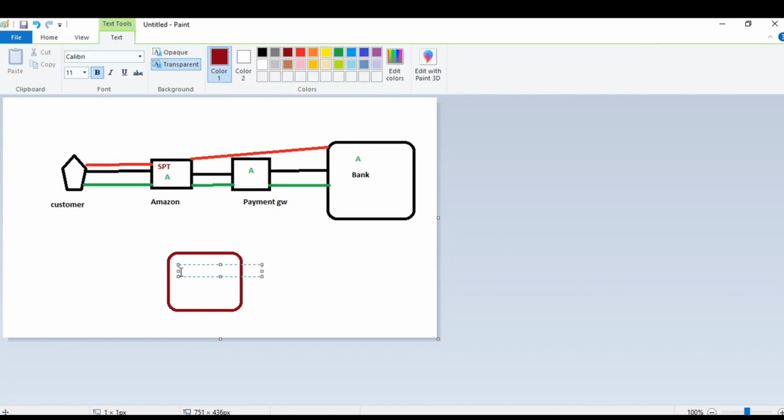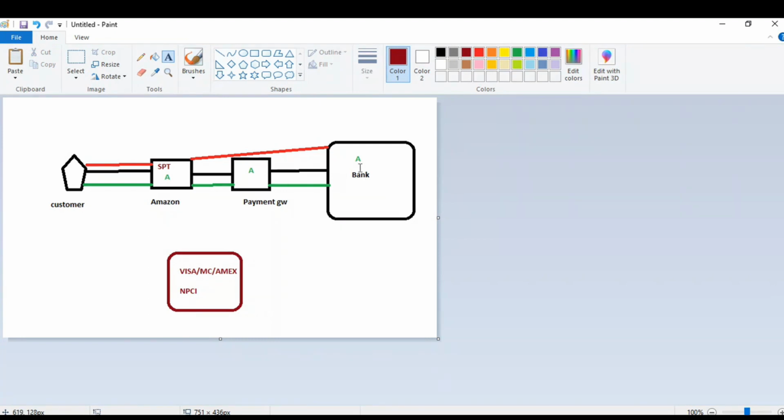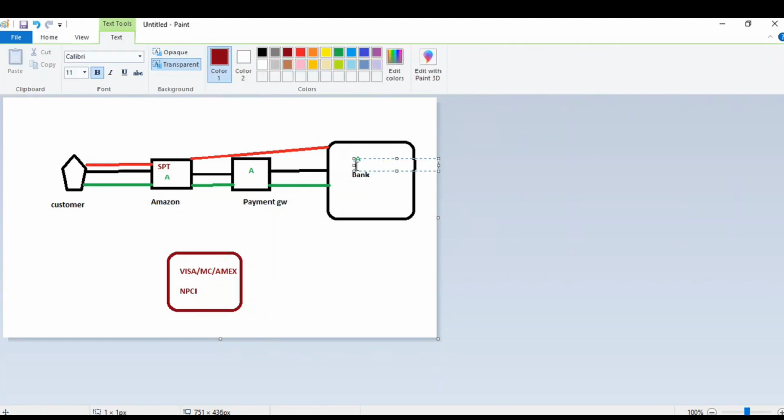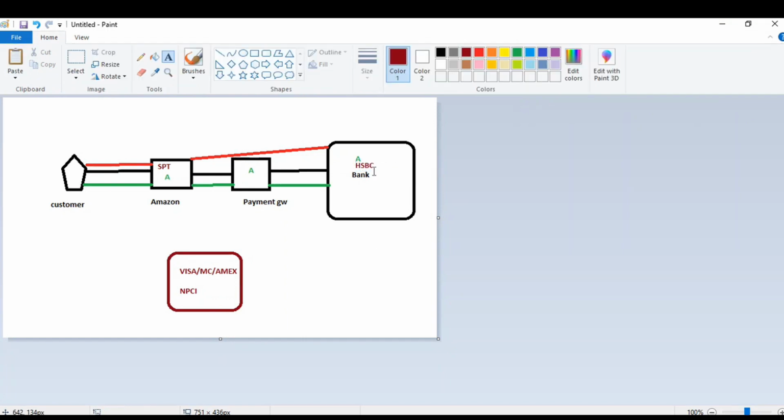So let's say I put a Visa, MasterCard or Amex, and I will also take an example of NPCI. The card is of one of the issuer banks. I'll take an example of HSBC. Now HSBC is an international bank. As a backend, what they do for their bin: let's say your card number starts with 44122, that is a bin of HSBC.